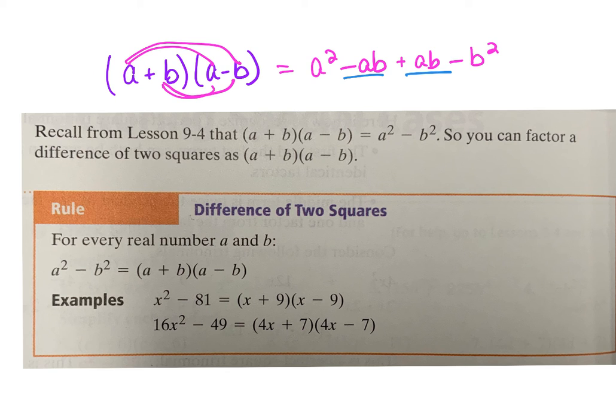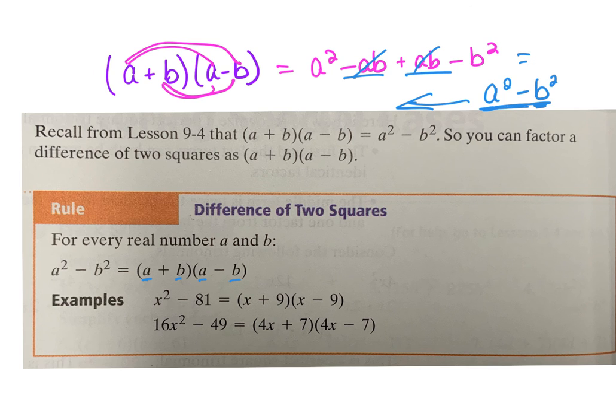I have a positive and negative of the same thing, and you end up with the first term squared minus the second term squared. All right? First term squared minus the second term squared. And so when you see this in factoring, so if you're going the other direction, when you see a perfect square minus a perfect square, it's always going to factor to the square root of the first one plus and minus the square root of the second one.